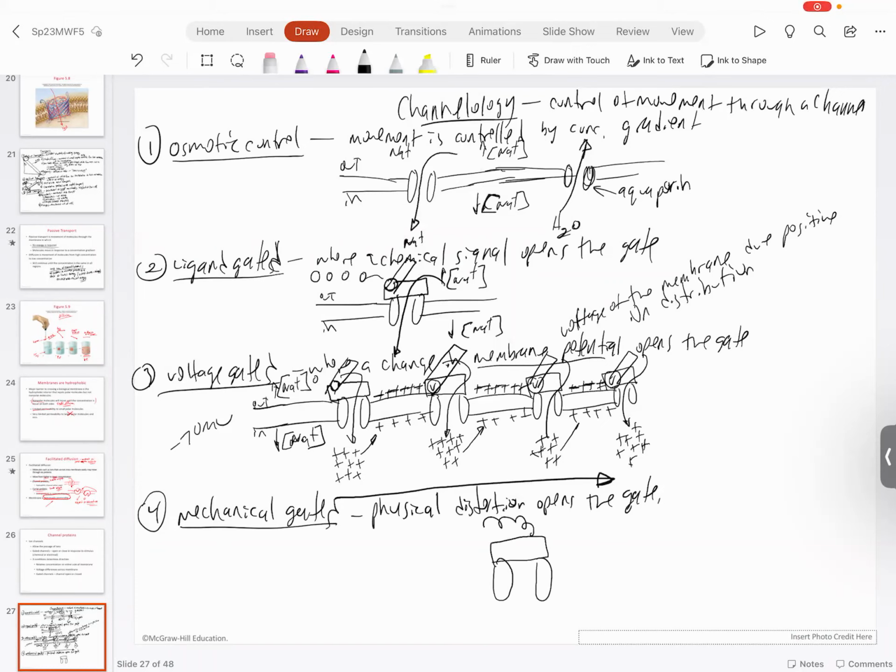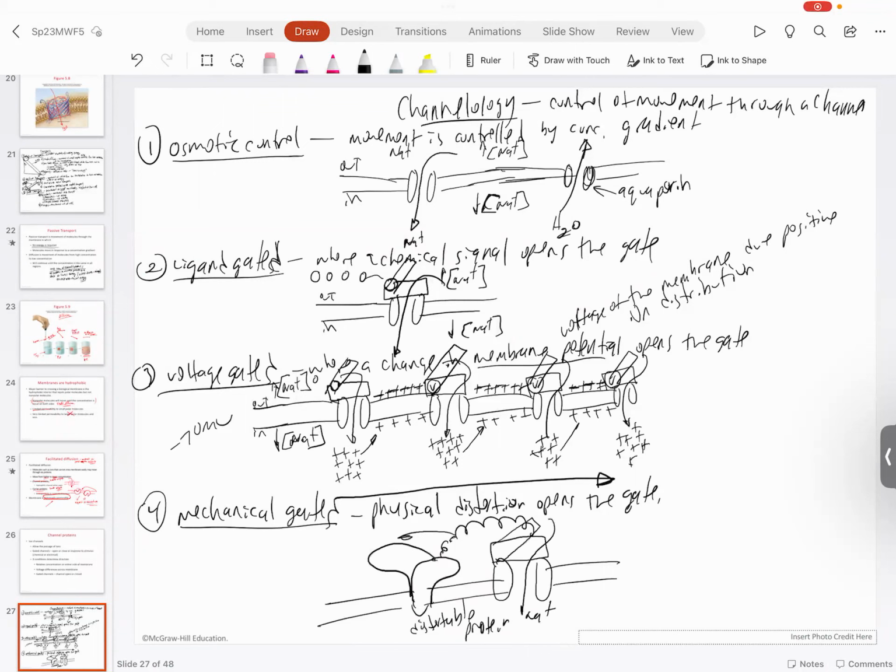Then on the gate is going to be a protein, looks like a little coil. And it's going to be attached to a distortable protein that's nearby. So if I distort this protein and I bend it this direction like that, then it's going to pull on this little coil and that's going to pop open the gate. And of course, in rushes your sodium.